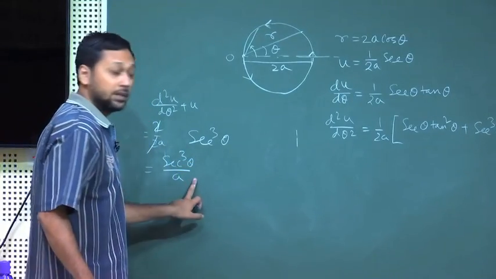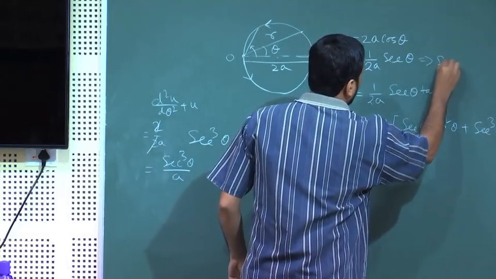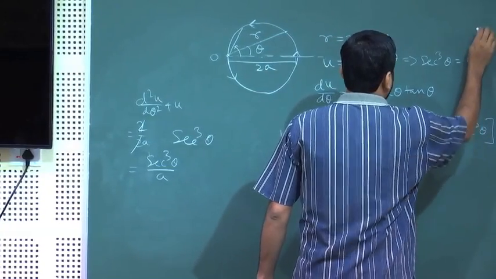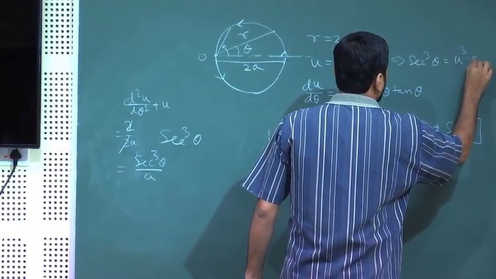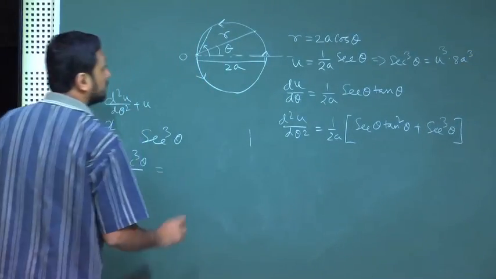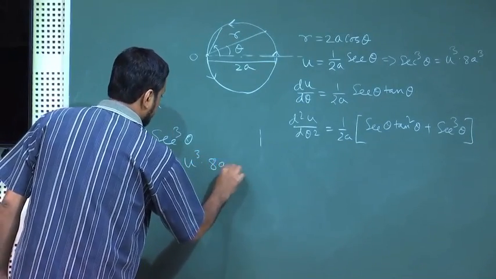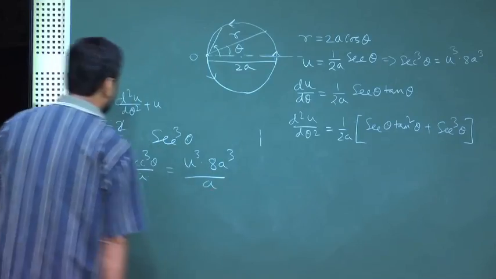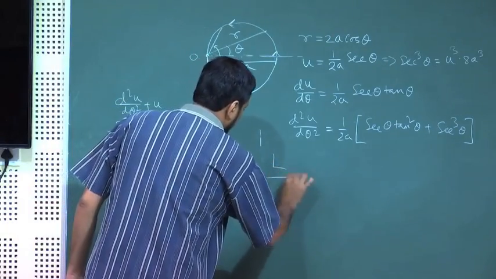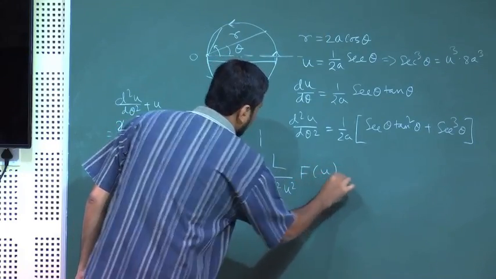Now, what is sec cube theta? From this relation we see sec cube theta is equal to u cubed into 8 a cubed, right. So, put it in here. So, it will be u cubed into 8 a cubed divided by a. Now, this whole thing is equal to minus L by m square u square f of u, right.